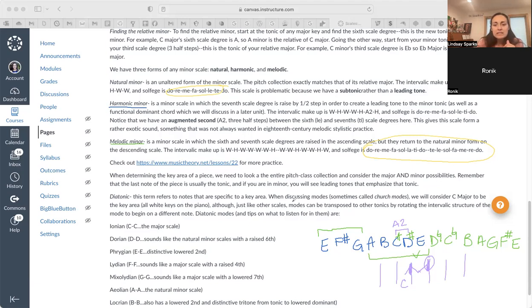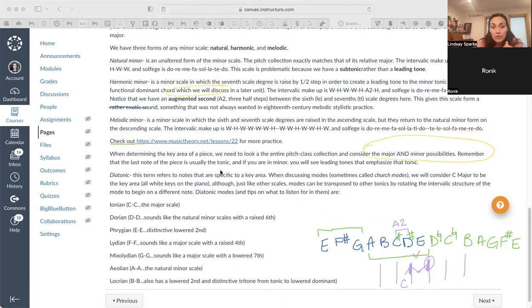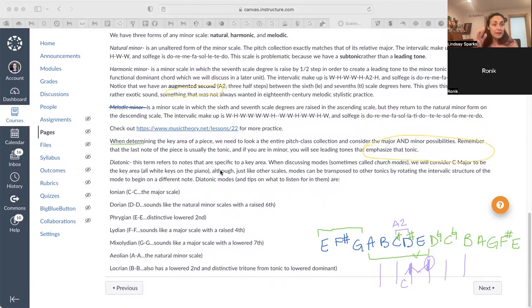Anyway, very last thing on this page is about modes. So you've heard me say major mode, minor mode. We have something else called church modes. Okay. And these were used in the 14th, 15th, and even in the 16th centuries. I mean, heck, they're still used today.